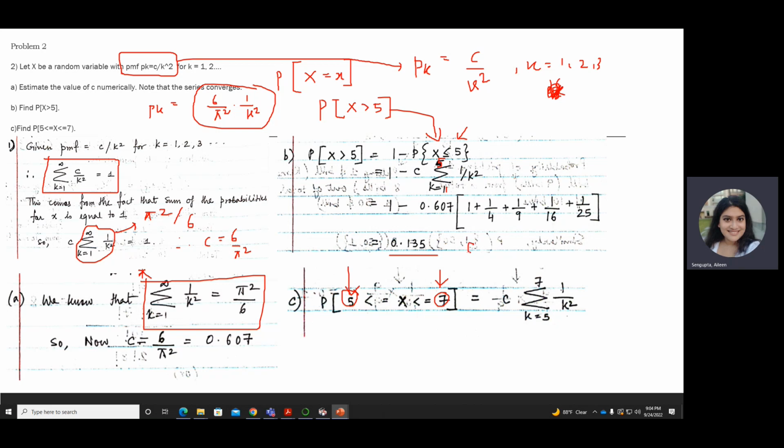So this will have the C outside. And what you need to do is you need 1 by 25 plus 1 by 36 plus 1 by 49. And then you have to multiply that by C, which whatever C is, pi squared by 6, and that is your final answer. Okay, so that's easy.